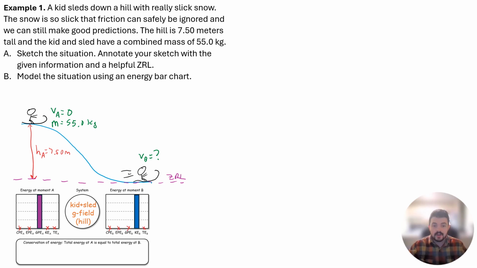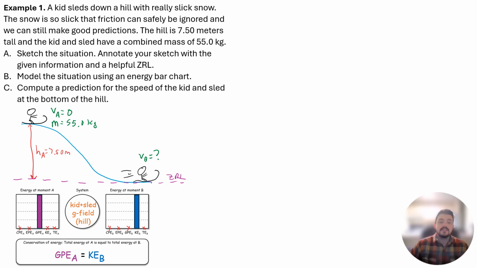Now at moment B, our energy situation looks like this. We have a whole bunch of kinetic energy, the kid's in motion, still no chemical energy, still nothing stretched or compressed for elastic energy. We are now at the zero reference height, the zero reference level, so no gravitational energy. And because it's a really slick hill, there was no increase in thermal energy as the kid went down the hill. So overall, we can write an energy conservation equation that says that gravitational energy at moment A must be equal to the kinetic energy at moment B for this closed system.